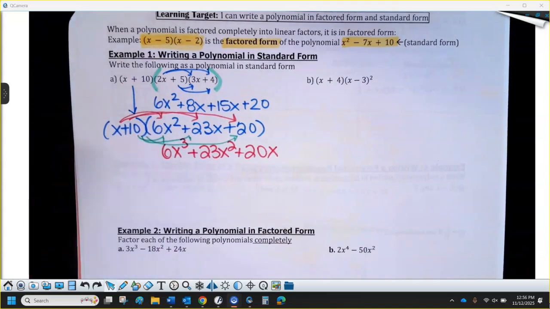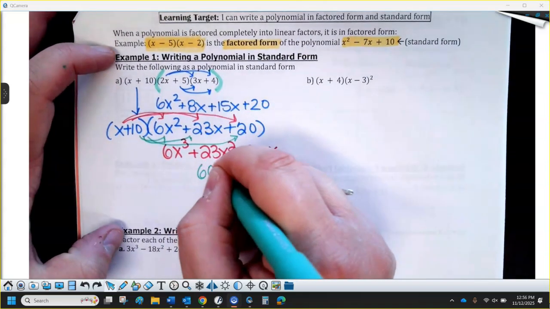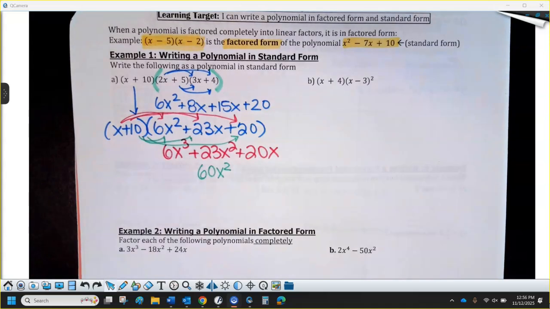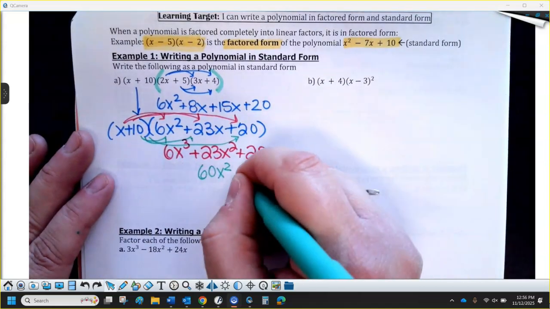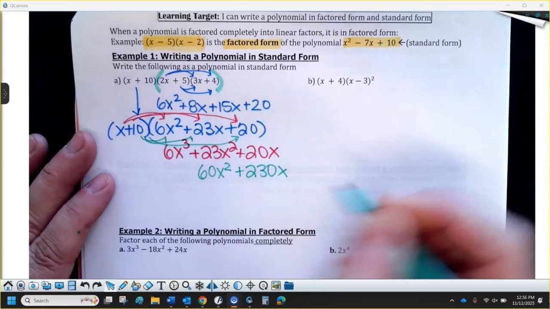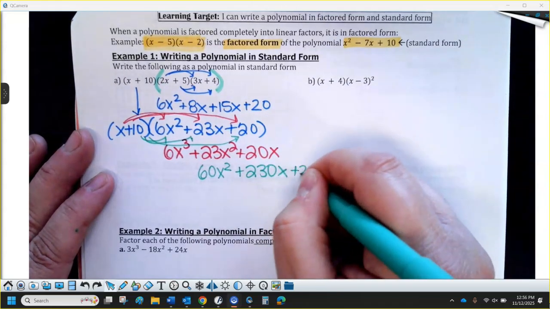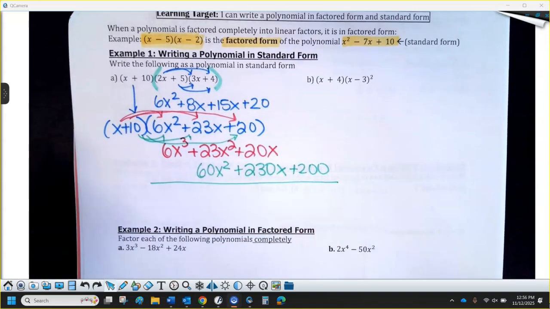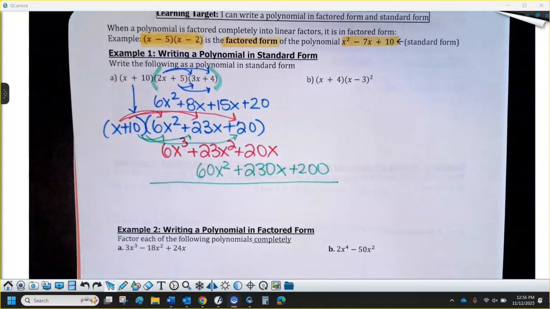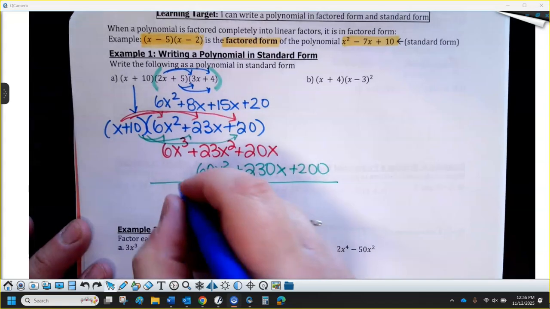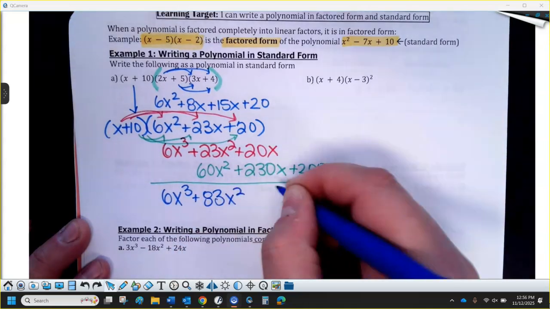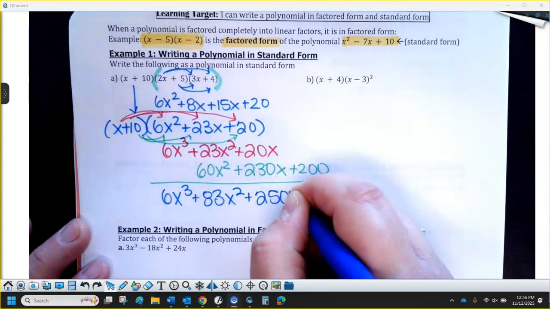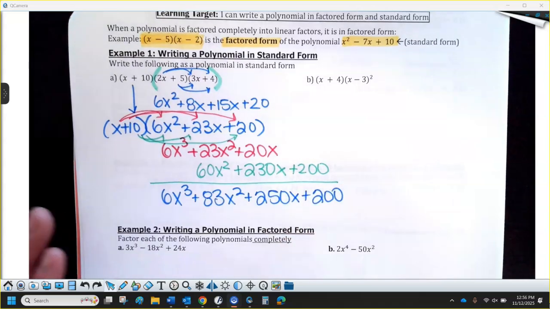So if I do 10 times 6x squared, that is 60x squared. So I just write it underneath the other term with the x squared just to make it faster to combine like terms. If you want to use that, you can. You don't have to. 10 times 23x is going to be 230x, and then 10 times 20 is 200. And then I'm just combining like terms here to get my final answer, and this will be the polynomial in standard form. So I got 6x cubed, we have 83x squared, I've got 250x, and I've got 200.